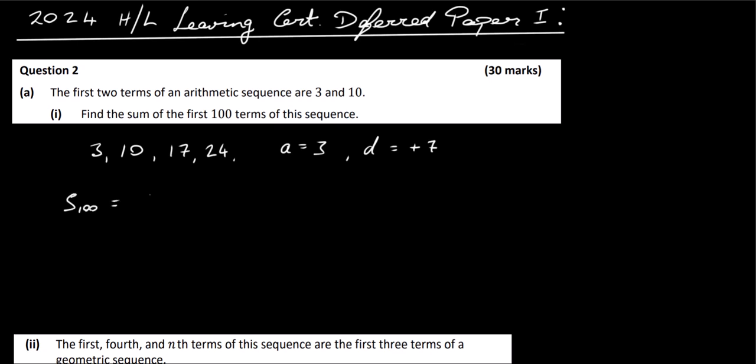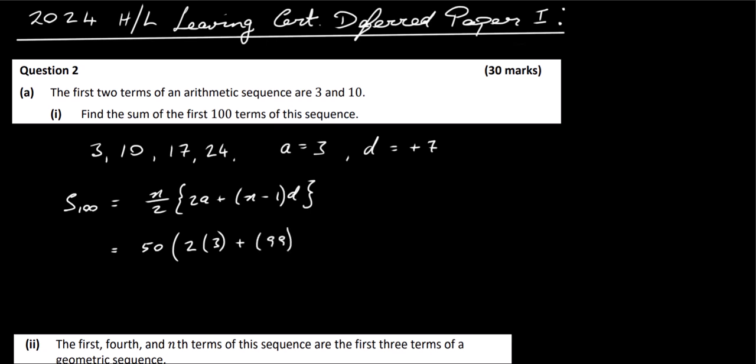The formula for that is n over 2 times 2a plus n minus 1 times d. So let's just stick in the numbers. n here is 100. 100 divided by 2 is 50. We want to multiply that by twice a, which is 3, so that'll give us 6, plus 100 minus 1, which is 99, times d, which is 7.